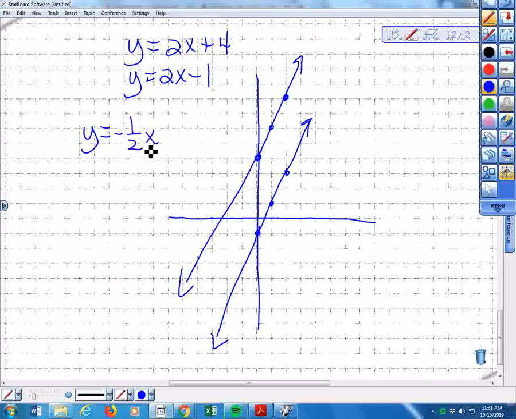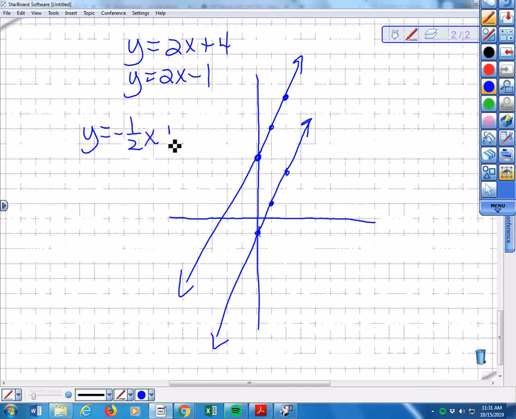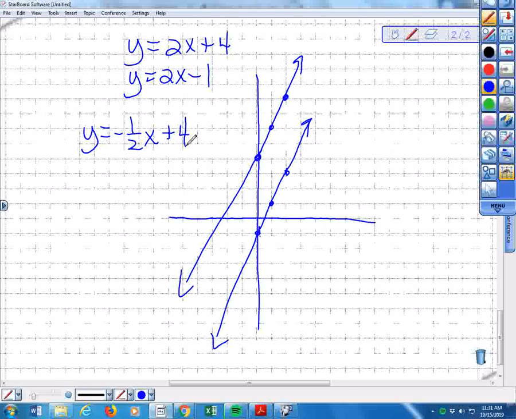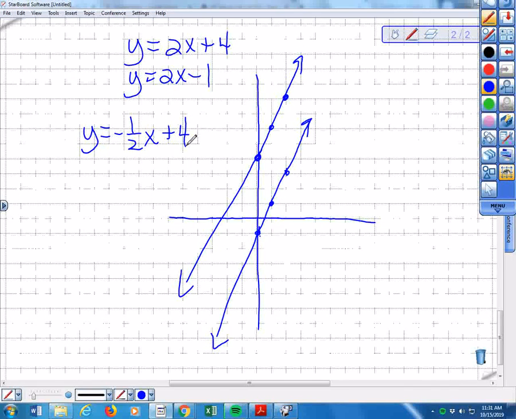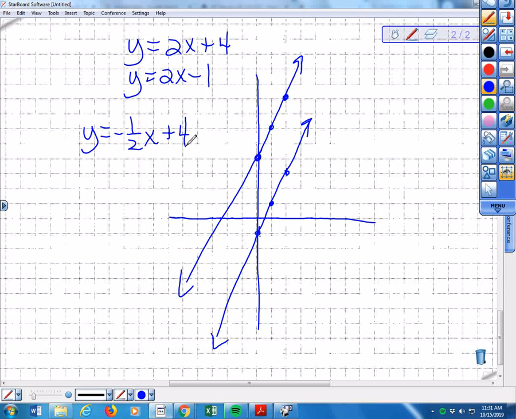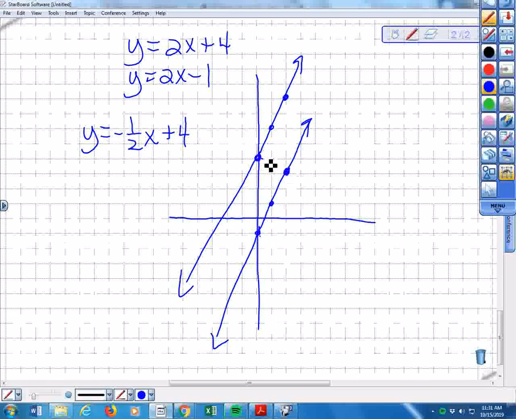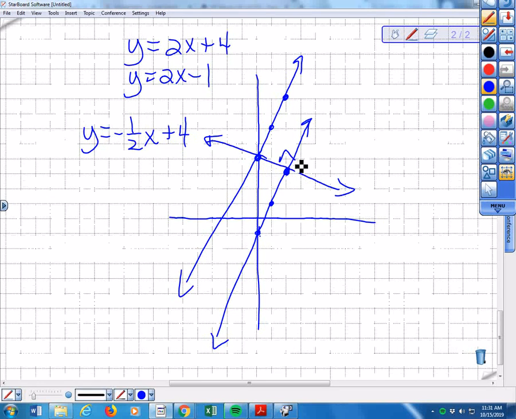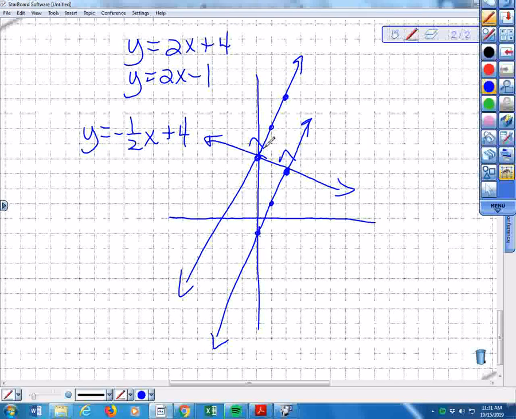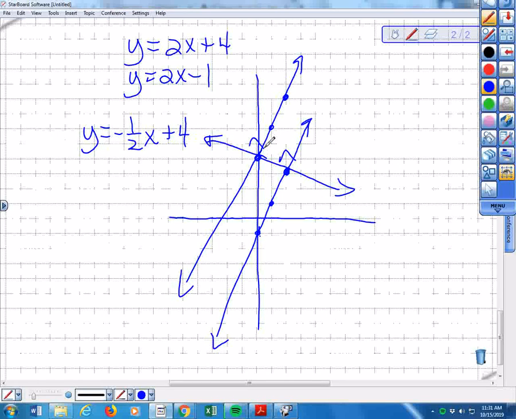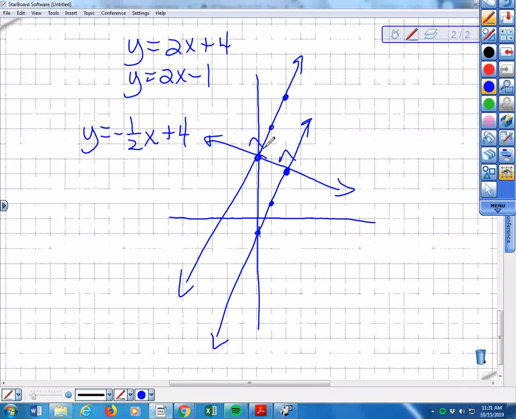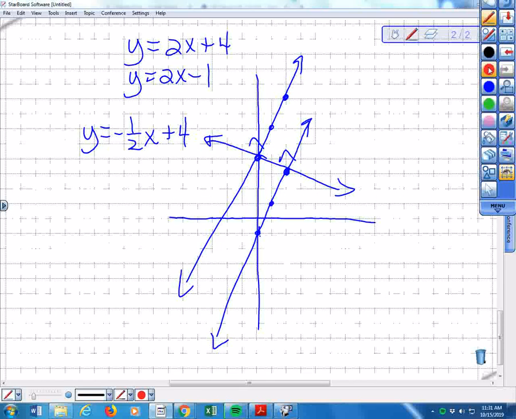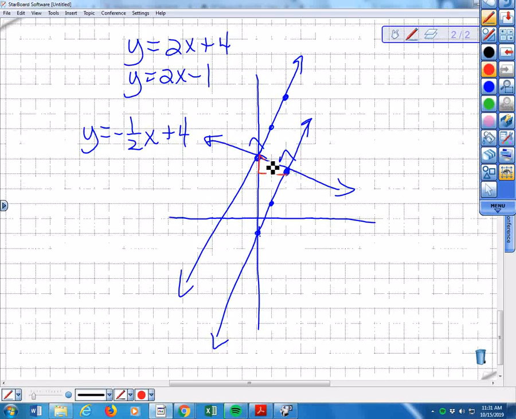And I'm going to use that y-intercept. So I'm going to use a line that goes through this point. And it's going to go down 1 over 2. So there's my intersection. It's perpendicular to both of those. Okay, now I can make my triangle.